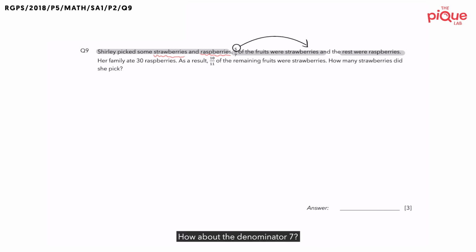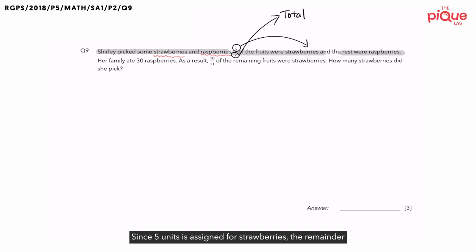How about the denominator 7? What does it tell us? The denominator 7 represents the total number of fruits initially as deduced from the sentence. How do we know this? Since 5 units is assigned for strawberries, the remainder of this fraction refers to the rest of the fruits, which were raspberries, thus making the total number of fruits 7 units. If you are a visual learner, at this point in time, please go ahead and draw a model to help you to see. But for this question, we are going to use the unitary method.